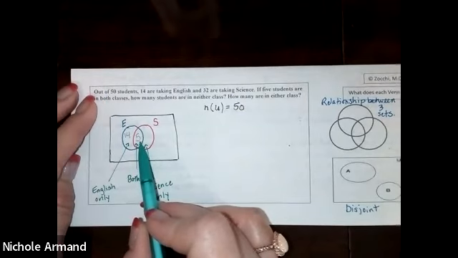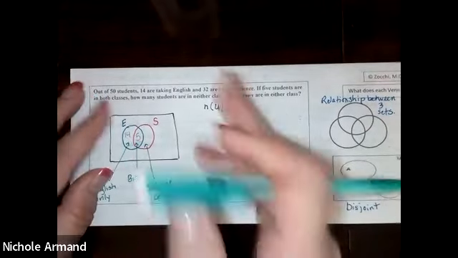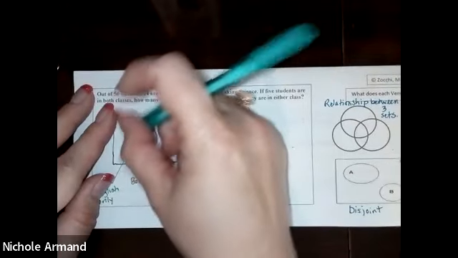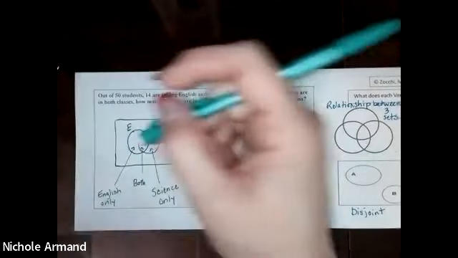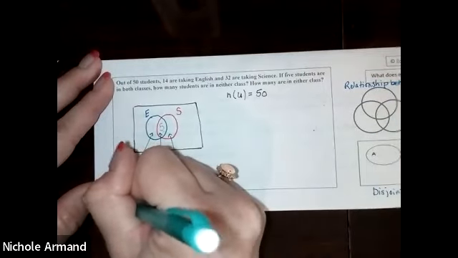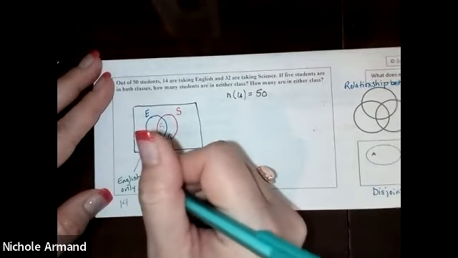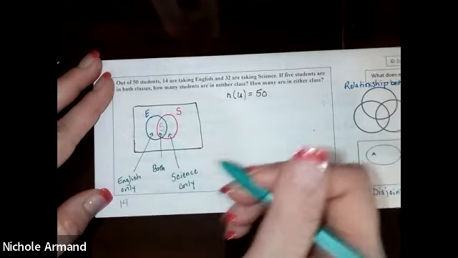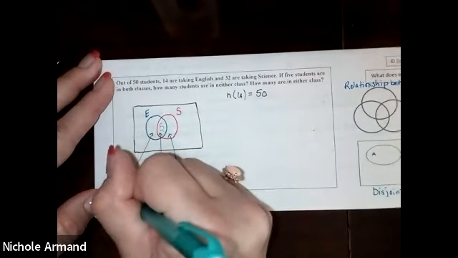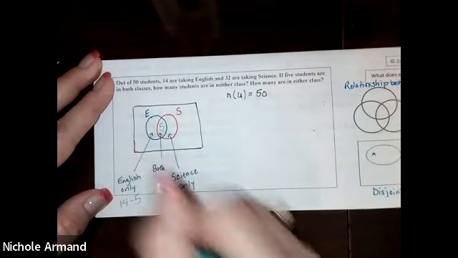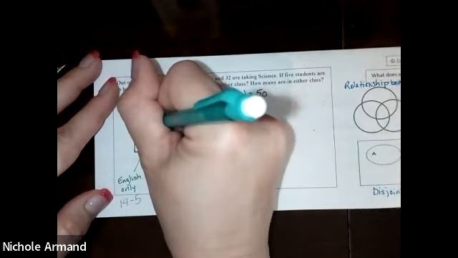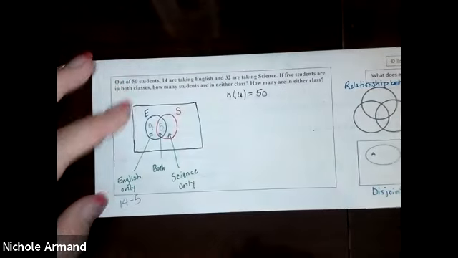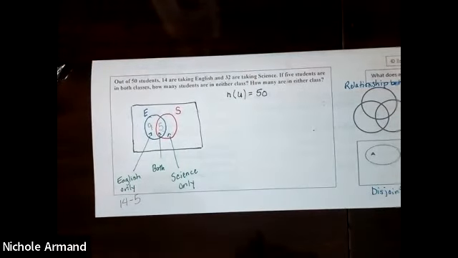So if I want to fill in this section here, which is English only, then what I have to do is take my 14 that are taking English, and subtract the 5 that are taking both classes. And that's going to give me 9 that are taking English only.